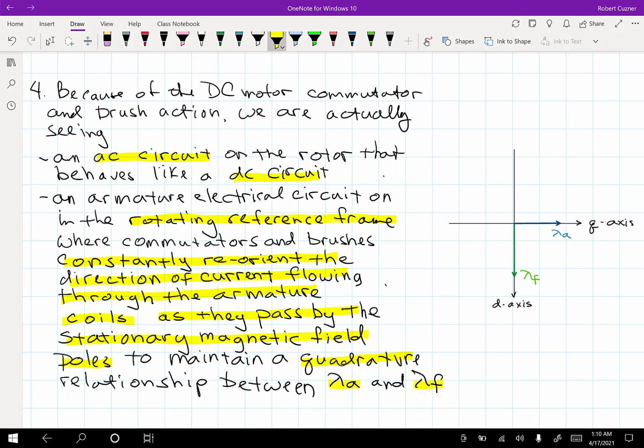And so what we have, of course, is the armature flux linkage oriented 90 degrees away from the field flux linkage. And we're going to assign the axis on which the field is oriented to the d-axis. And then this q-axis, the quadrature axis, is 90 degrees away from it.